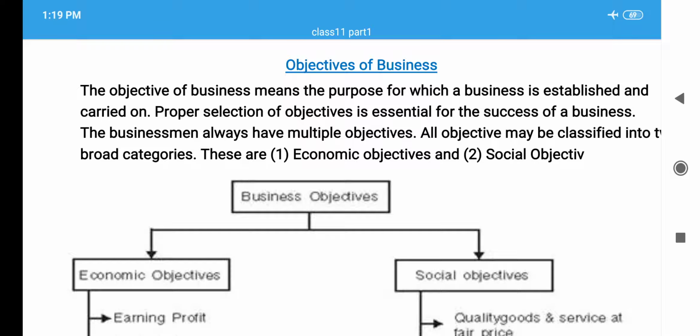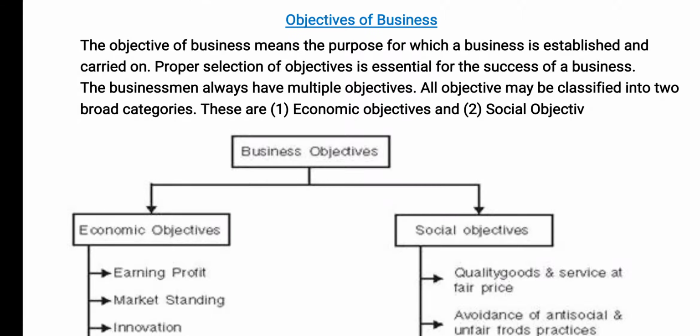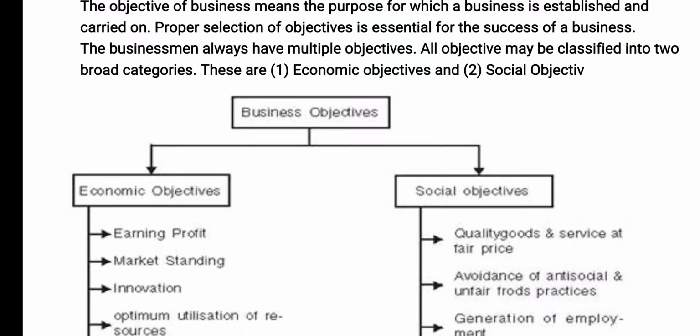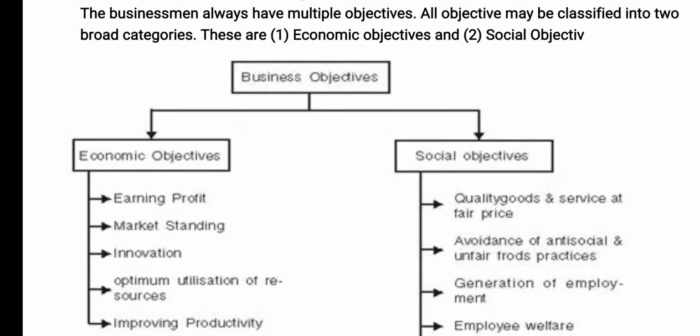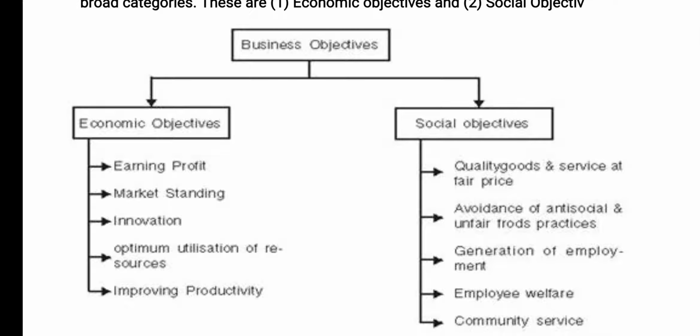Mainly these objectives are divided into two main parts, that are social objectives and economic objectives. First we will discuss economic objectives. As you can see, there is one flow chart which will explain to you more clearly that business objectives are divided into two main objectives. One is economic and the other is social.